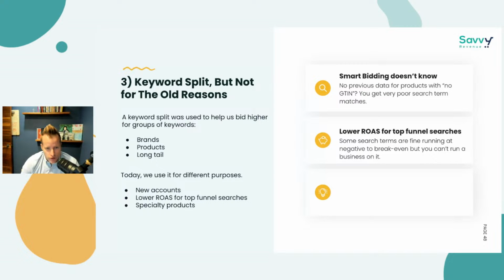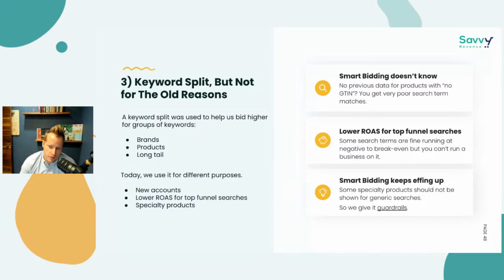Then we can lower ROAS for a top funnel search. So let's say you're selling shoes. Shoes might not convert that well, but it might be a high volume. And in some cases, if we're trying to grow, taking some of these top funnel searches in and going, we're going to be there, but we can be there at a lower ROAS, and we can control the spend on it in terms of ramp up in different periods of the year. So again, some search terms are fine, and this way we can actually use that split to run that.